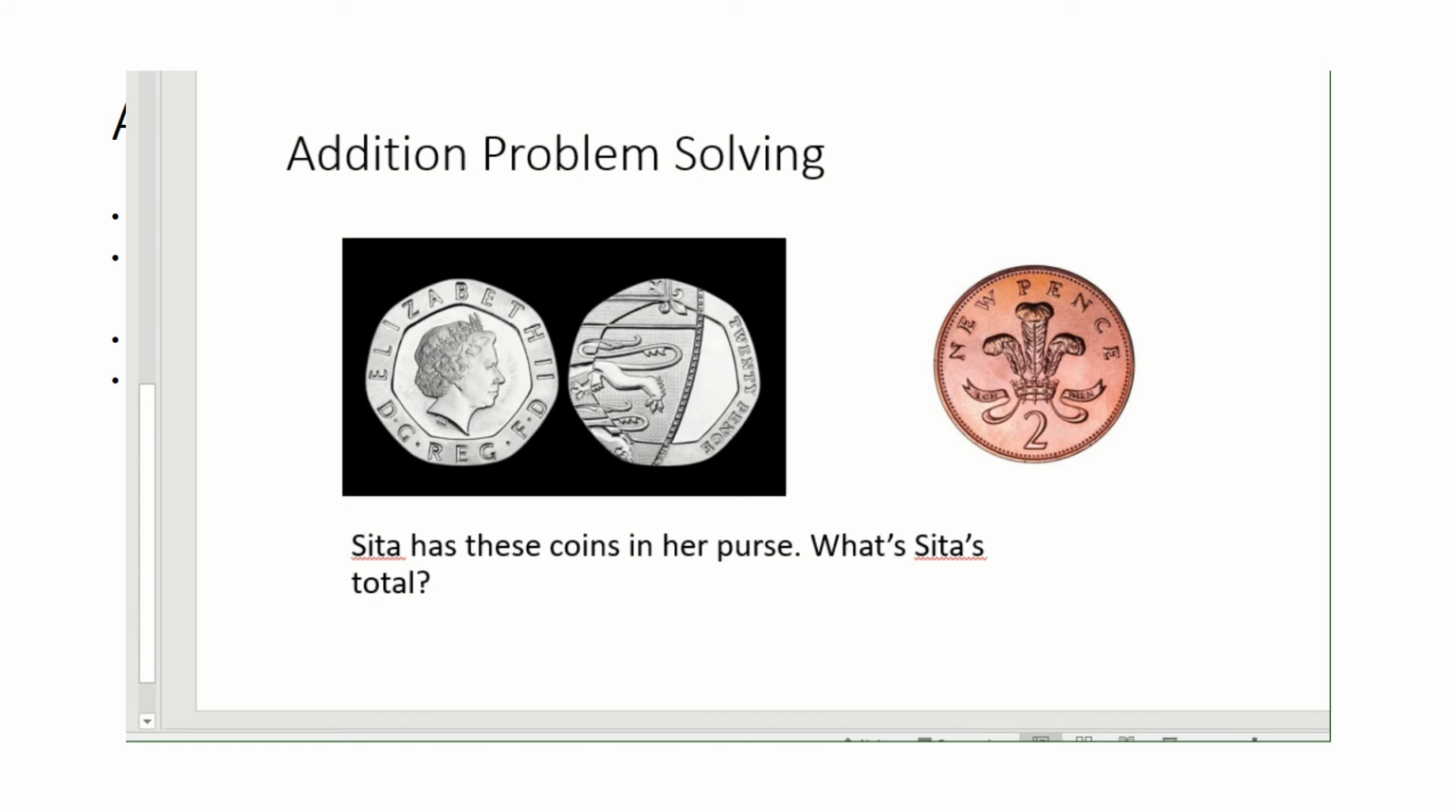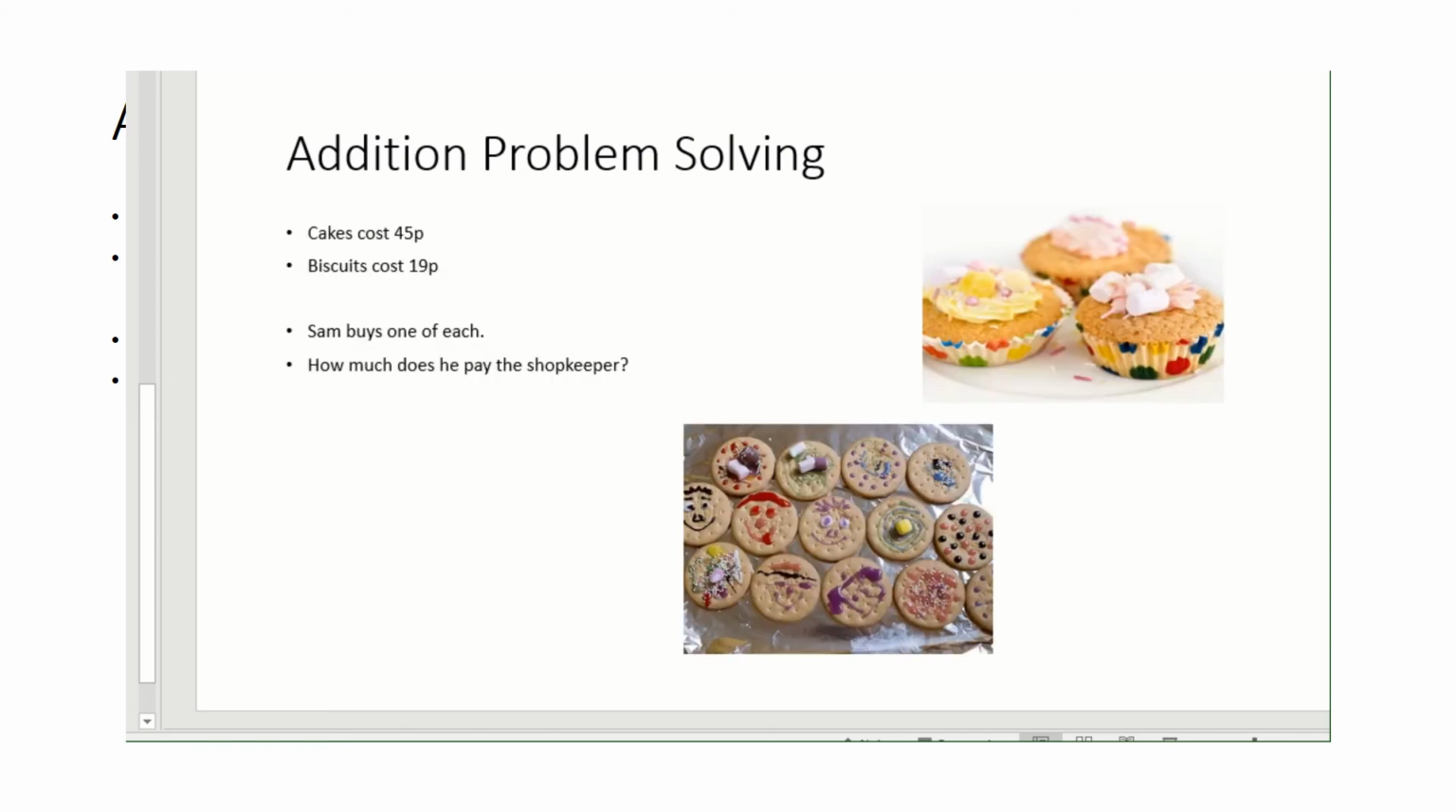This one, look, Sita has these coins in her purse. What's Sita's total? Them silver ones are 20, so you've got two 20p coins. If you know 2 and 2 equals 4, then you know 20 and 20 equals 40. Use the knowledge that you've got. Then you've got 2 pence on its own. I think that's quite simple.